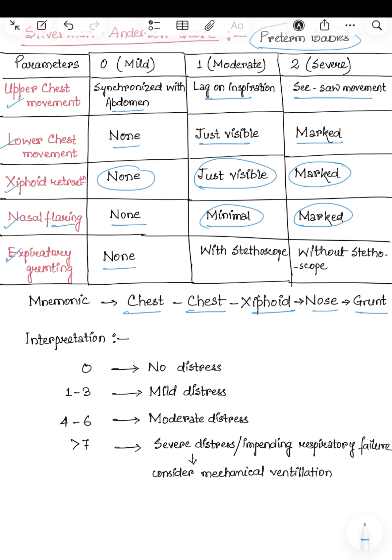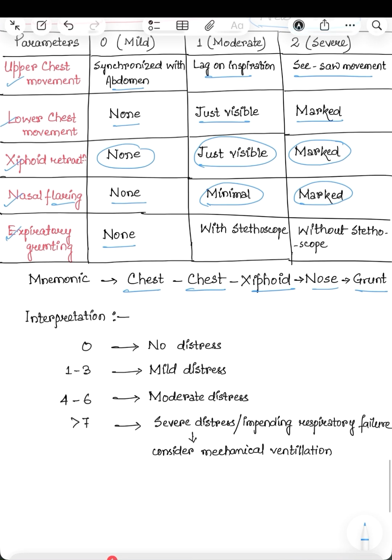If the total score is 0, then there is no respiratory distress. If the total score is 1 to 3, then there is mild respiratory distress. If the total score is 4 to 6, there is moderate respiratory distress, and if the score is more than 7, there is severe respiratory distress or impending respiratory failure. In this condition, we should consider mechanical ventilation. So that's all about important scores in pediatrics.